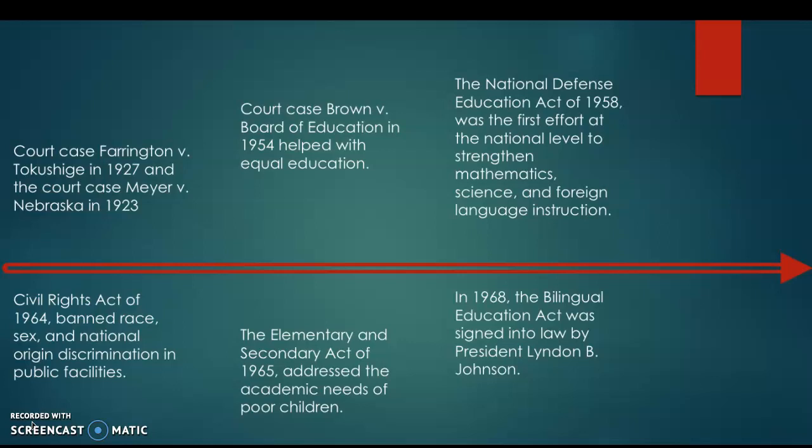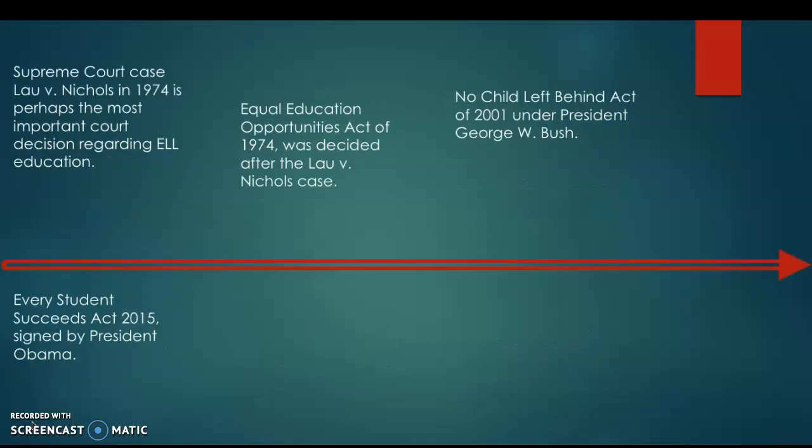In 1968, the Bilingual Education Act was signed into law by President Lyndon B. Johnson. Supreme Court case Lau v. Nichols in 1974 is perhaps the most important case decision regarding ELL education. The Equal Educational Opportunities Act of 1974 was decided after Lau v.